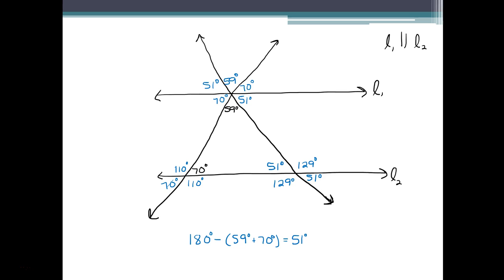So I use things like alternate interior, alternate exterior, vertical. You might be able to use corresponding. All those different relationships. You're going to use those and help you to fill in the rest of them.